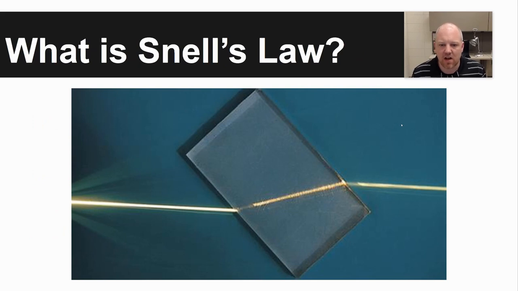So what is Snell's law? Snell's law has to do with refraction. There are many things that can happen when light runs into an object. It can bounce off of something, it can reflect, it can be transmitted or just pass through an object, it can be absorbed. But what we're talking about here is refraction, when light bends. And so what we're going to talk about with Snell's law is how you can predict the angle that light is going to bend when it encounters a new substance.